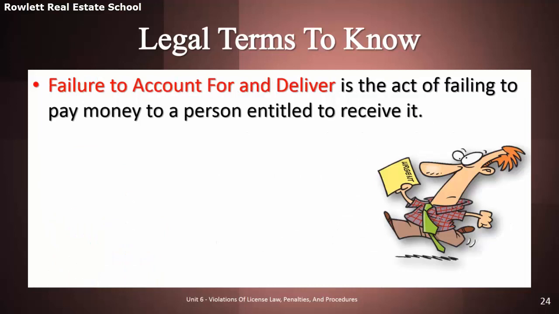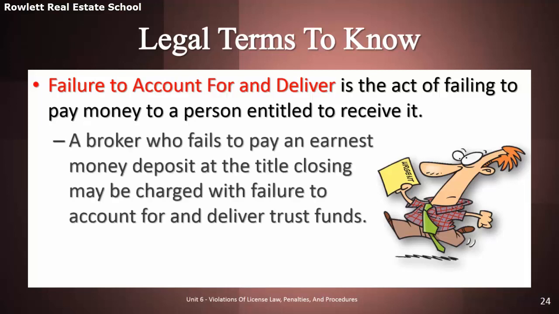Failure to account for and deliver, probably the easiest to decipher on its own. This is the act of failing to pay money to someone that was entitled to receive it. Now, a broker who fails to pay an earnest money deposit at the title closing could be charged with failure to account for and deliver.